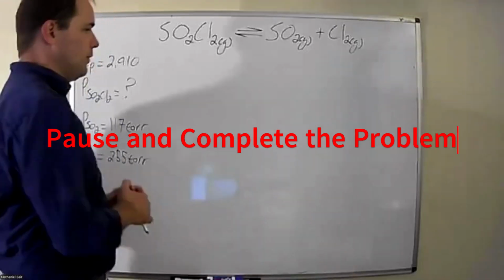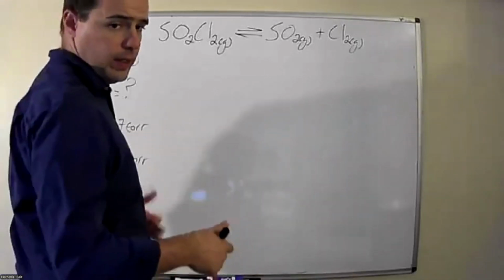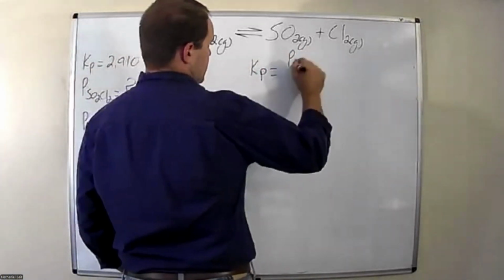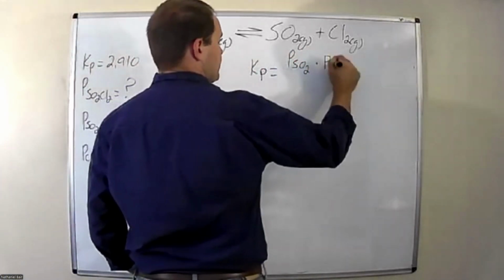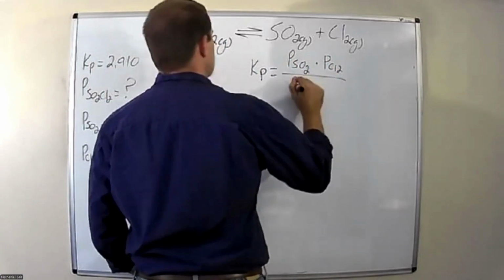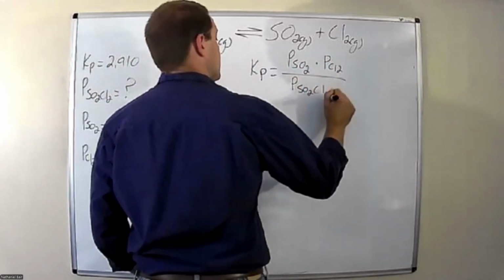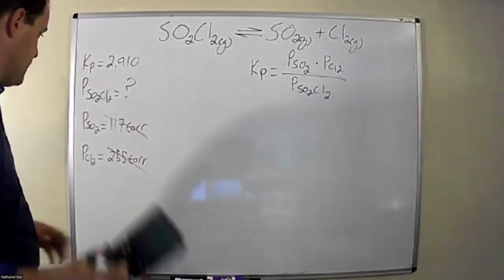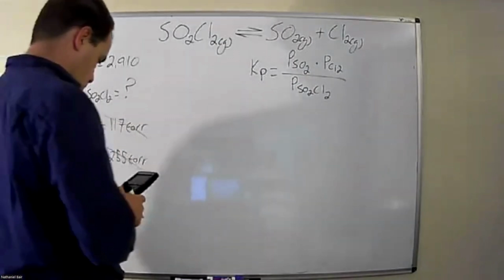All right. If you're not done, keep on working. I'm going to go ahead and get started. I'm going to start by writing my mass action expression. I'm then going to turn those into atmospheres by dividing by 760.